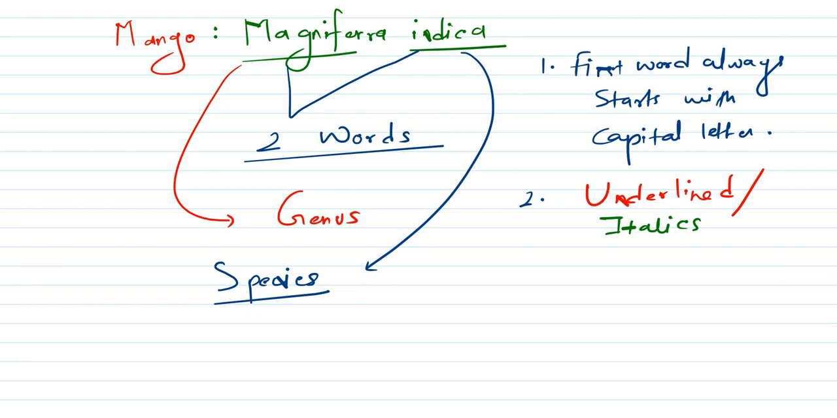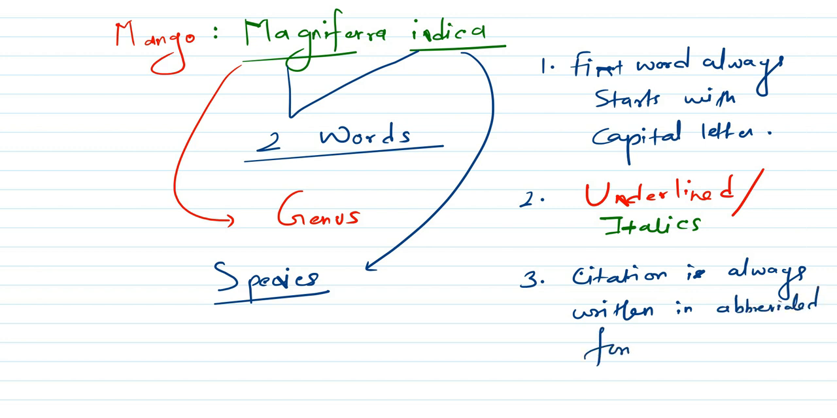Correct? And sometimes you will also see that at the end of a scientific name there is the name of some scientist in an abbreviated form. That indicates the citation. Citation means the name of the scientist is written in a small abbreviated form at the end of the scientific name, just to give credit for that particular name because he came out with it. So the citation is always written in abbreviated form at the end of a scientific name.